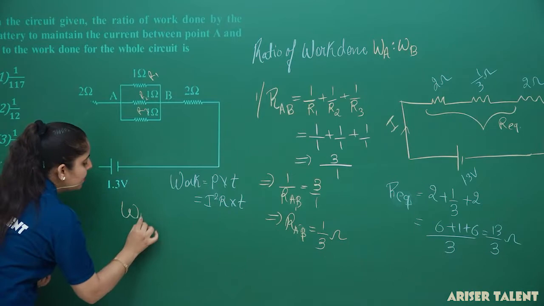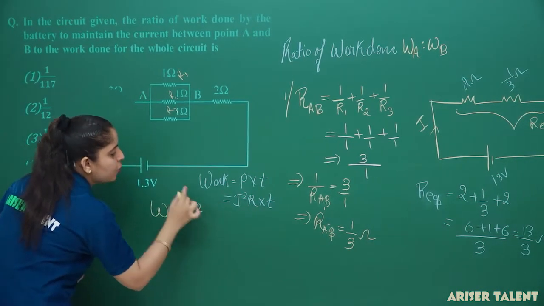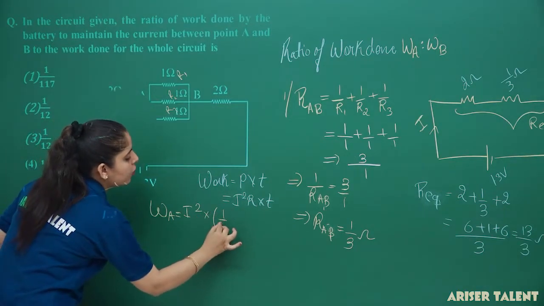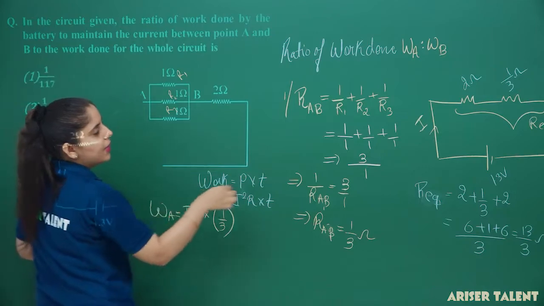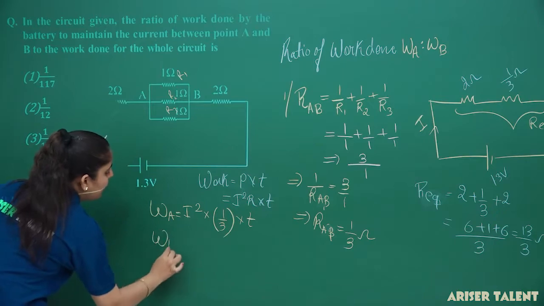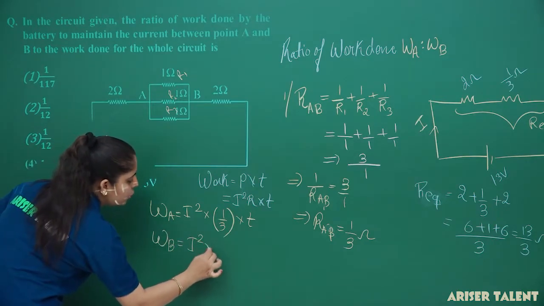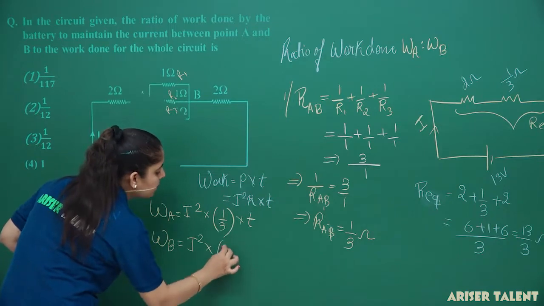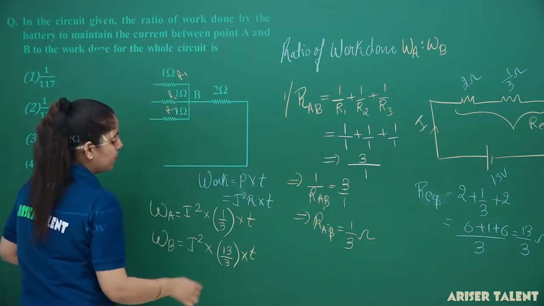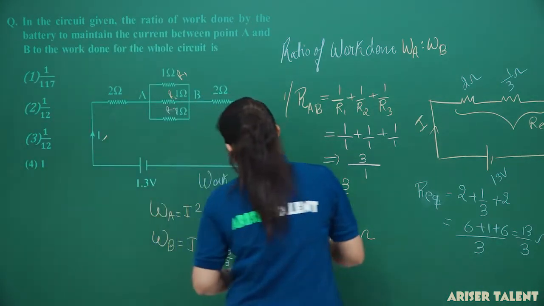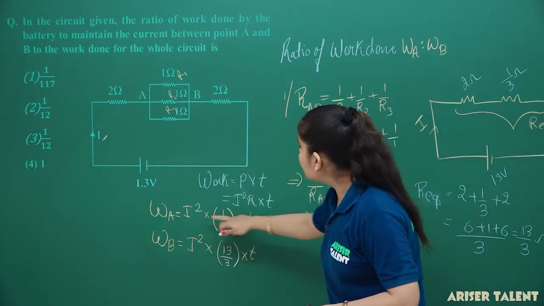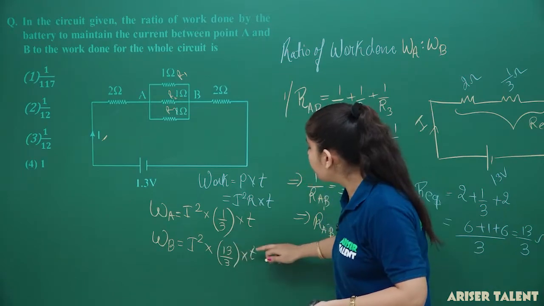So the work done in system A will be I squared, and between point A and B we have a resistance that is equal to 1 upon 3 ohm. That is the resistance between A and B, and it is time T. For determining the work for B, it is equal to I squared, and the equivalent resistance came out to be 13 upon 3, into T. Now, we have determined the resistances in both the systems, and the work came out to be I squared 1 upon 3 T, and I squared 13 upon 3 T.